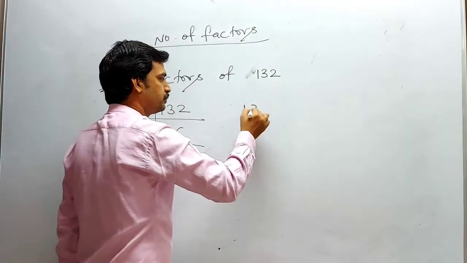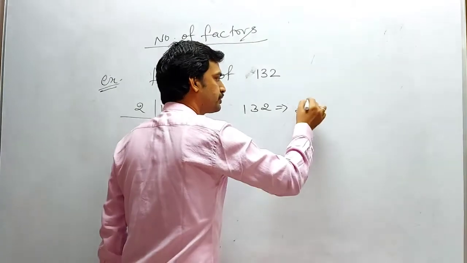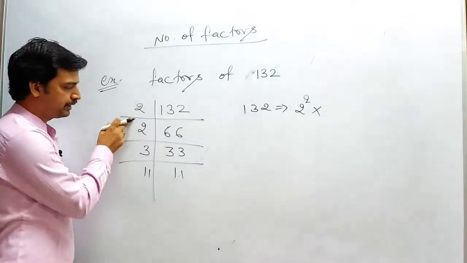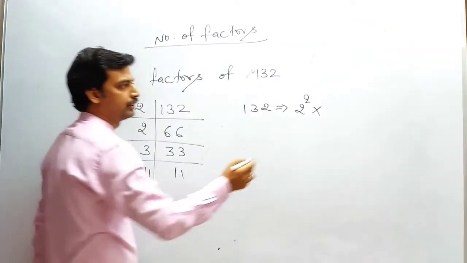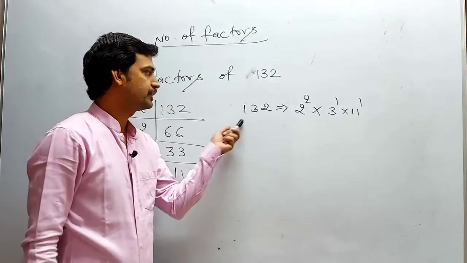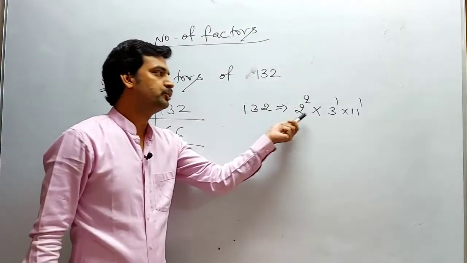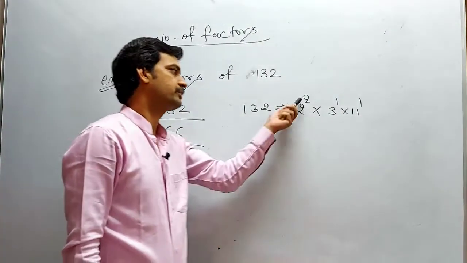So 132 can be written as, how many 2's are we using? 2, that means 2 raised to 2, into how many 3? 1, and 11 is 1. So 3 raised to 1 and 11 raised to 1. This is the factorization of 132. So these 2, 3 and 11 are prime numbers and the powers are 2, 1, 1.